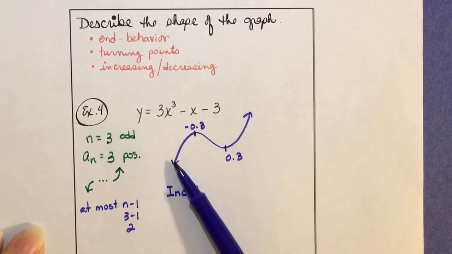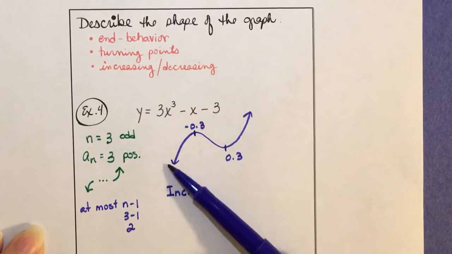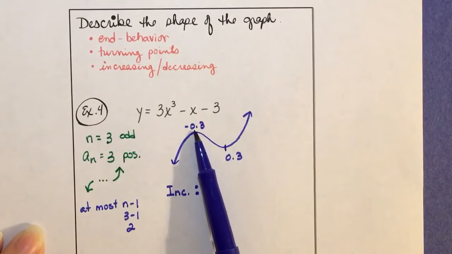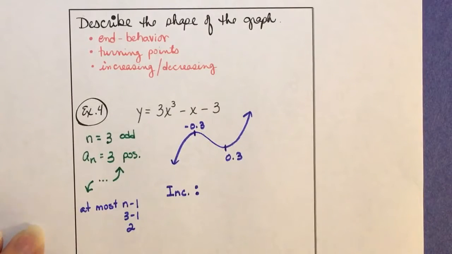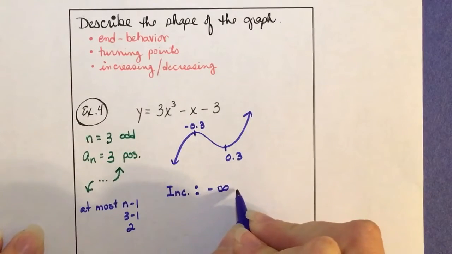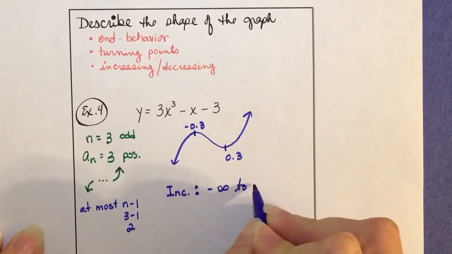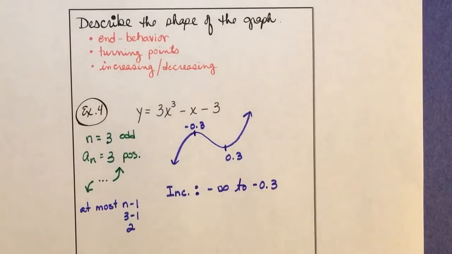Okay, so if I start tracing this first part from here up to here, I'm going up a hill. So going up a hill is going to be increasing. Now this is the left side. So the left side is negative infinity. So you're going to go negative infinity to the negative 0.3. Okay. Now typically you write these things with interval notation. This textbook doesn't do that. So I'm just writing it the same way you'll see your answer.